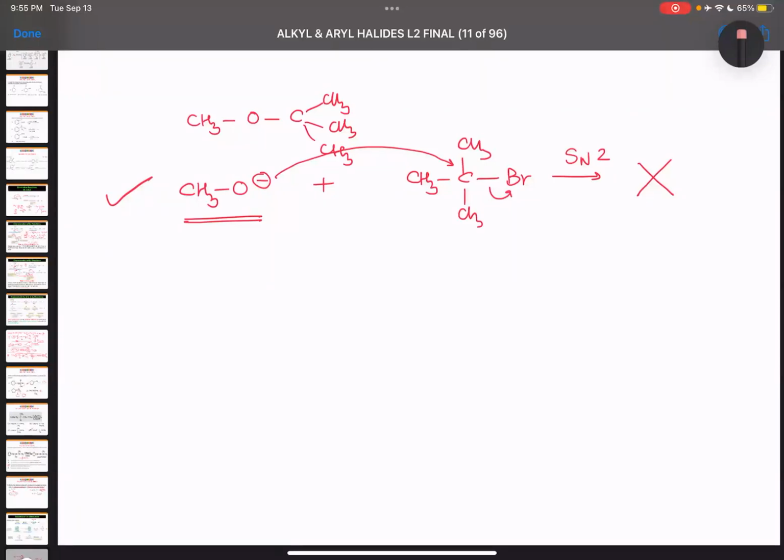One is the substrate. So can SN2 happen here? No, sir. Why? Sir, because it leads to formation of a tertiary carbon atom, and SN2 is very less reactive towards tertiary carbocation. Yeah. So if SN2 will not happen, what will happen? SN1 or elimination? If you have taken a strong nucleophile, and if SN2 is not able to happen, then E2 will happen.